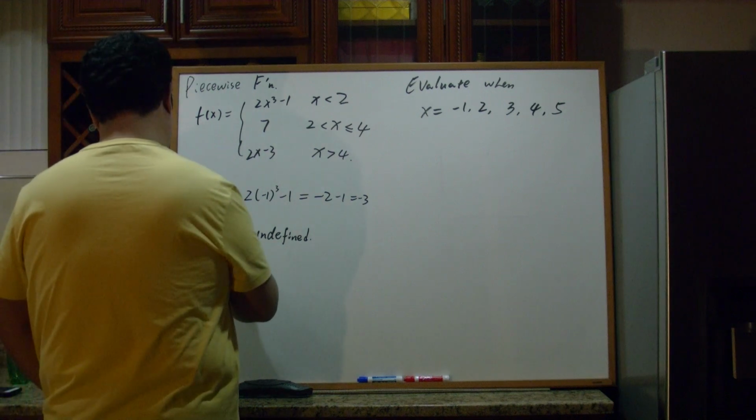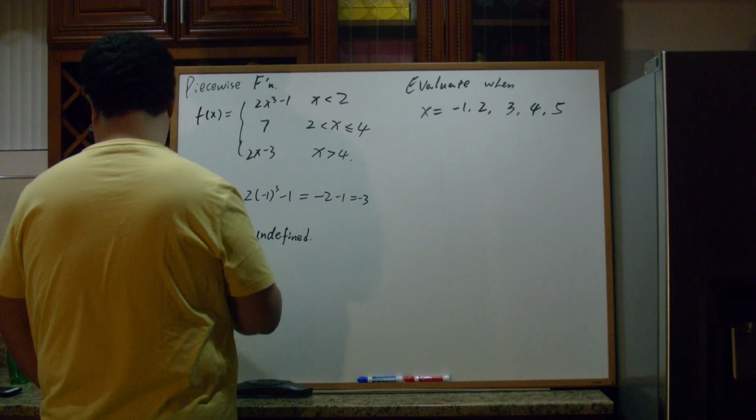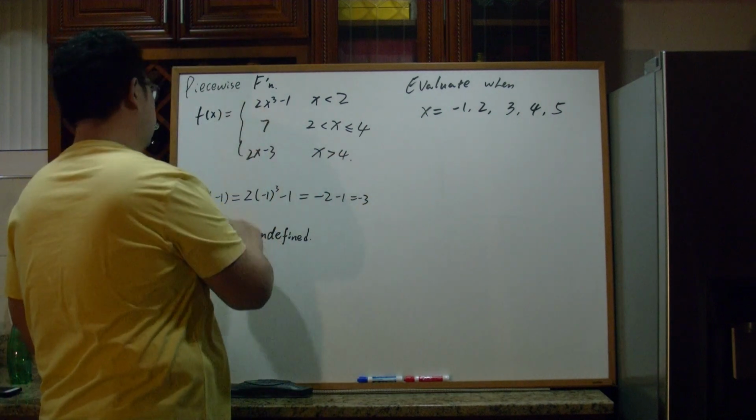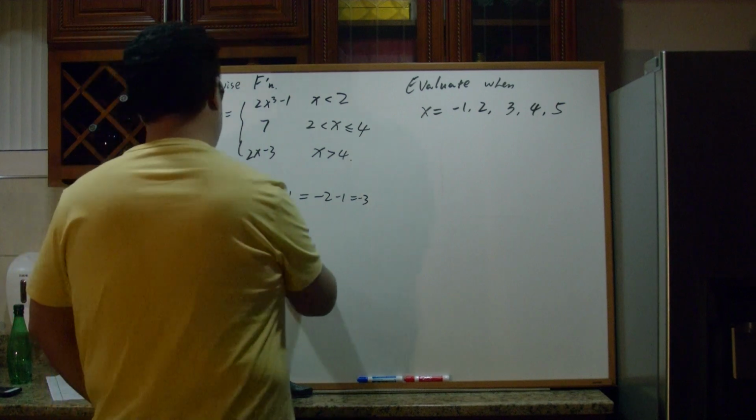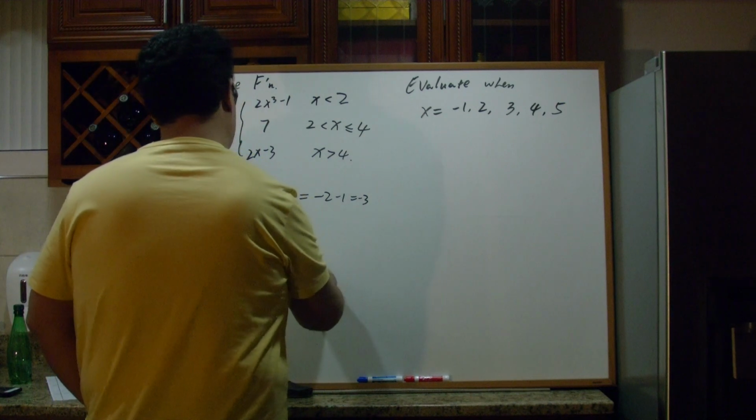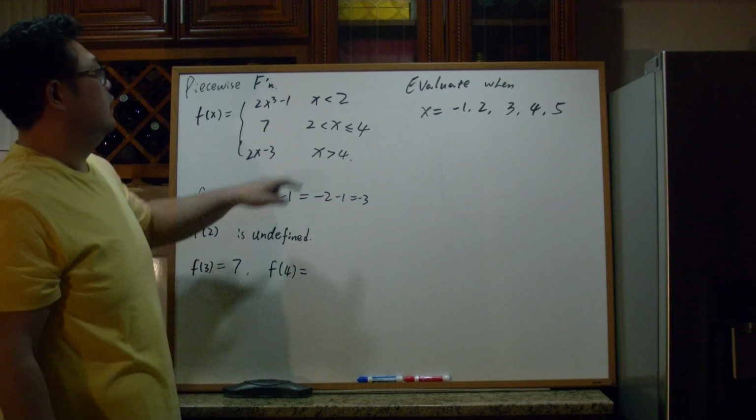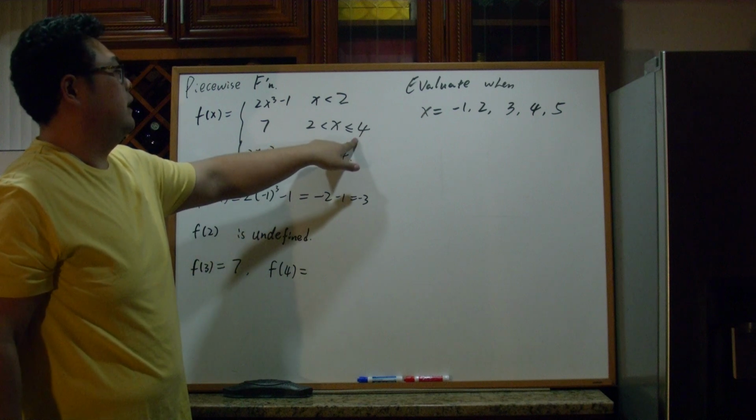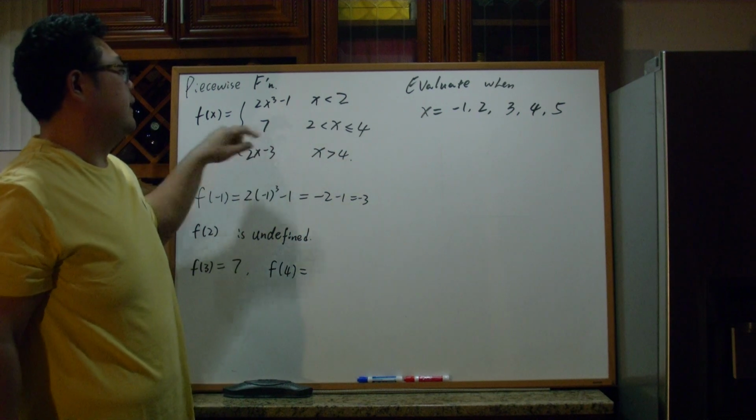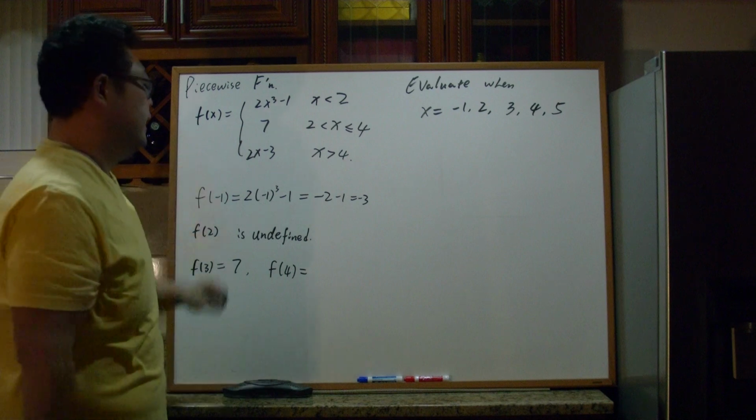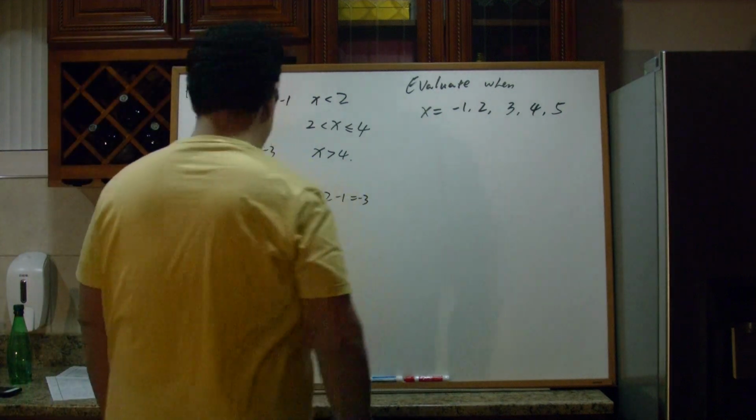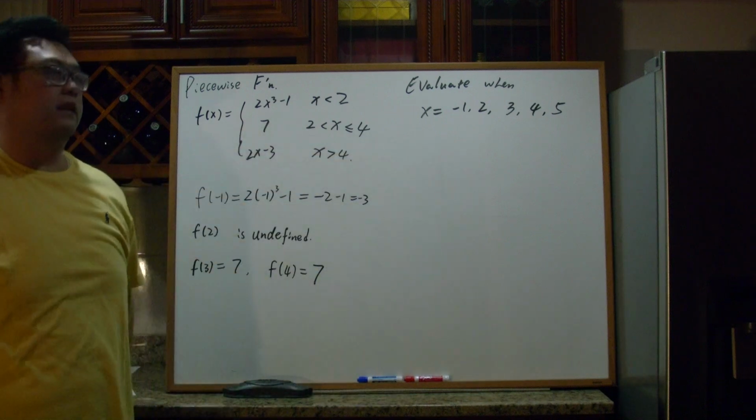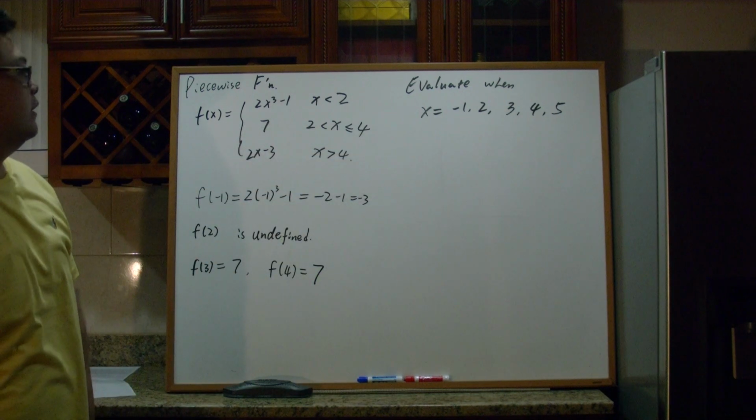F of 3. F of 3 in our case, which is in between 2 and 4, that's clearly 7. And to check f of 4, we have the value x equal 4 defined in the second piece. That's the value, no matter what the x is, that is the value of 7. Right, so any value between 2 and 4, the y value remains constant as the horizontal line at 7.